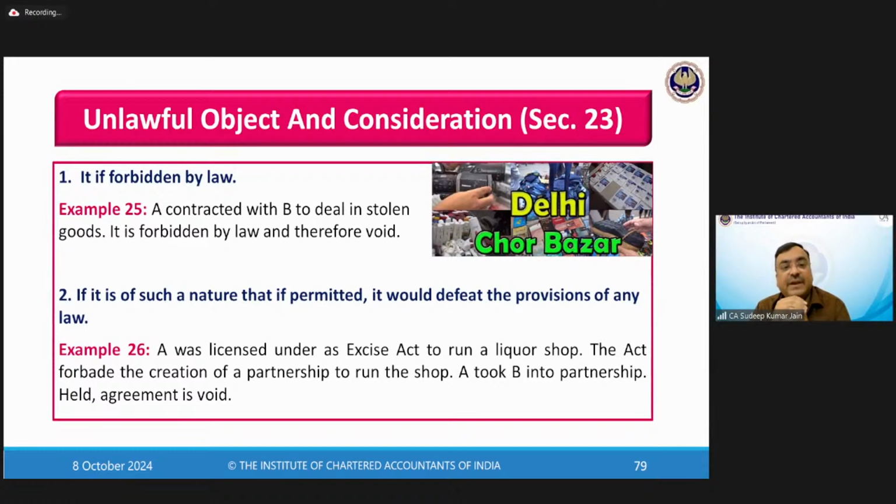First, if it is forbidden by law to do some act, so that the object is forbidden by any law, it is unlawful. Doing any act which the law has forbidden is unlawful and the contract is void. See example number 25. A contracted with B to deal in stolen goods. It is forbidden by law and therefore it is void.